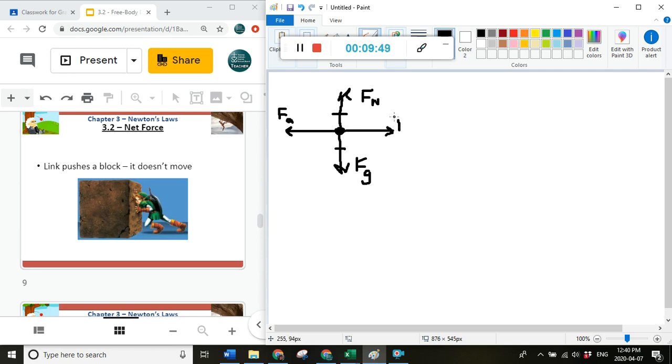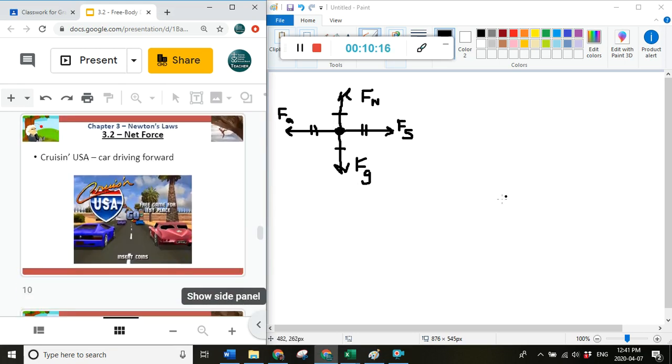So this is a friction force that's opposing Link, and we call it a static friction force because the object isn't moving. These two balance out as well. Remember what I said on the last page. If all the forces balance out, the object tends to not be moving. So there we are. That's my free body diagram for this block.